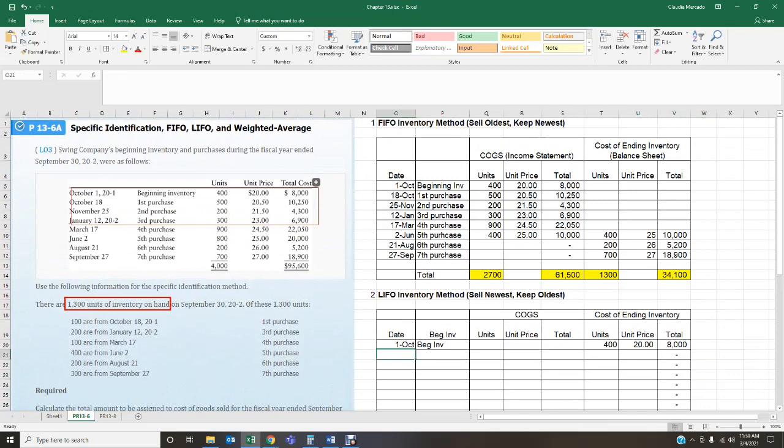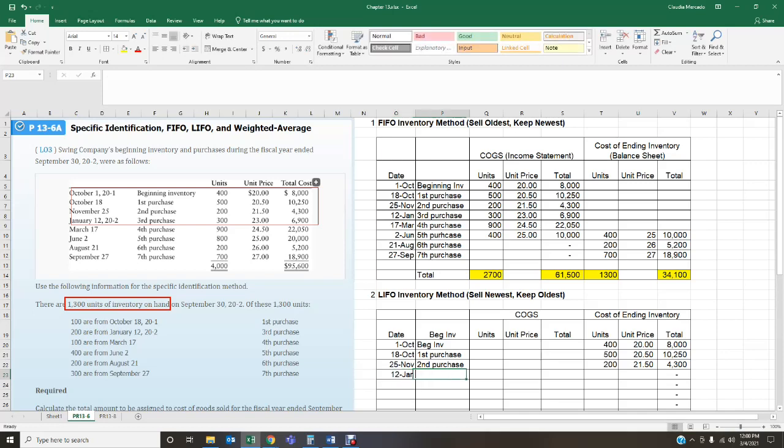I know that on October the 18th, we had our first purchase. I'm keeping those 500 as well. Those we did not sell at $20.50. And then we're going to November the 25th. We have our second purchase, and our second purchase is 200 units at $21.50. That gives me $4,300.